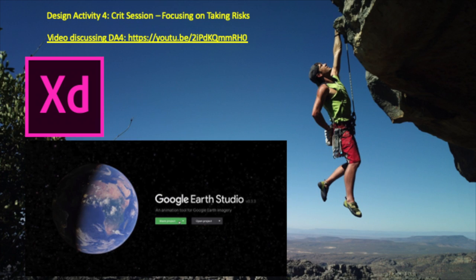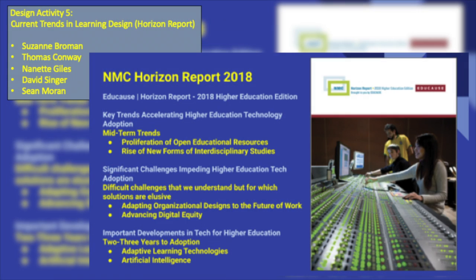Which brings me to Activity 4, the crit session, my self-reflection. I really did struggle with this activity because I didn't know what I wanted to critically review. And after thinking about what I had done for a while, I realized that I'd been pushing myself in this course to try new things, notably XD, and shortly, as you'll hear about it, Google Earth Studio.